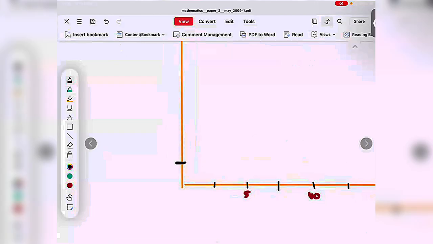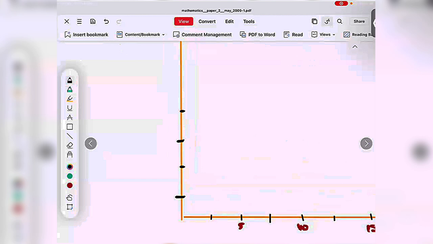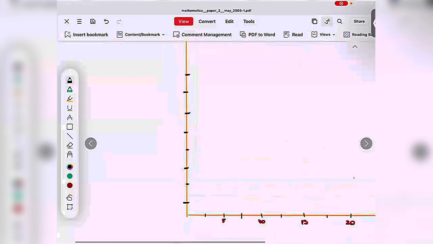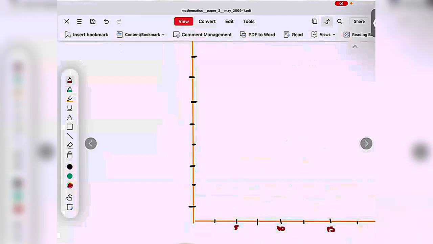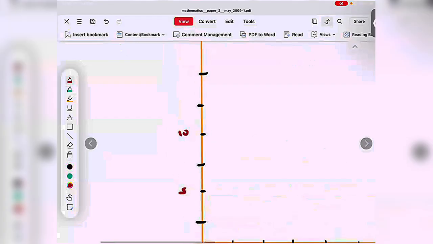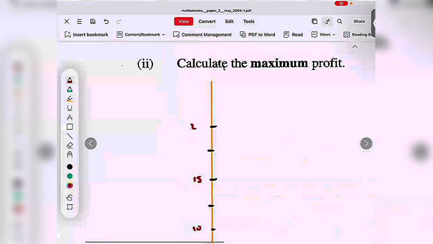1, 2. 1, 2. I don't know if I'm going to need more, but let us see. So that's 5, 10, 15, 20. All right.